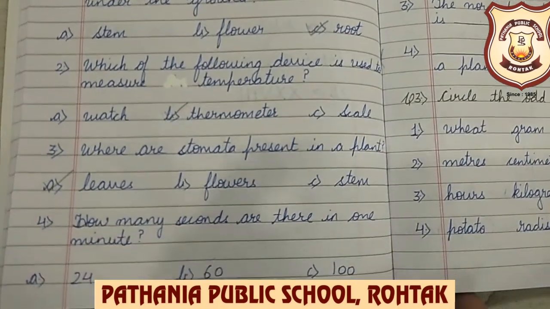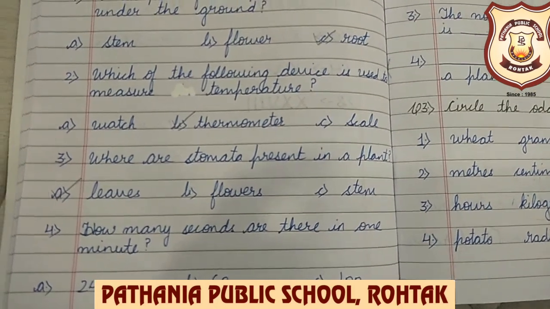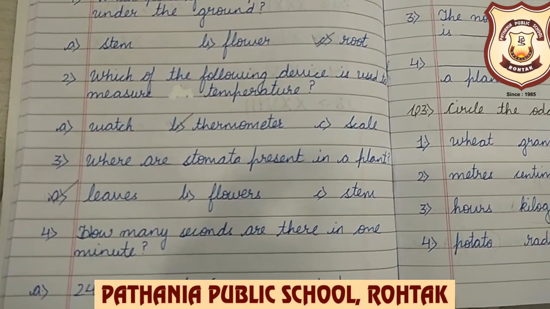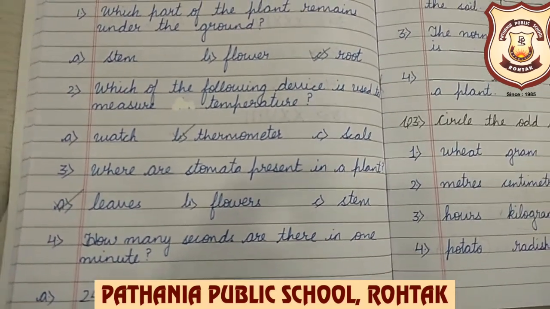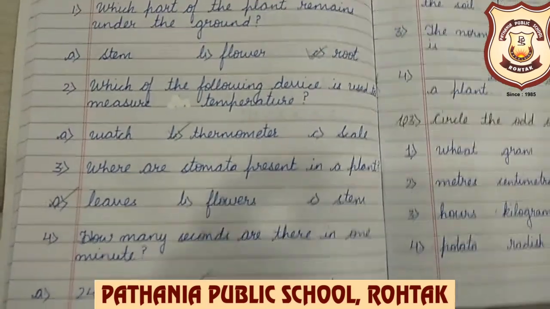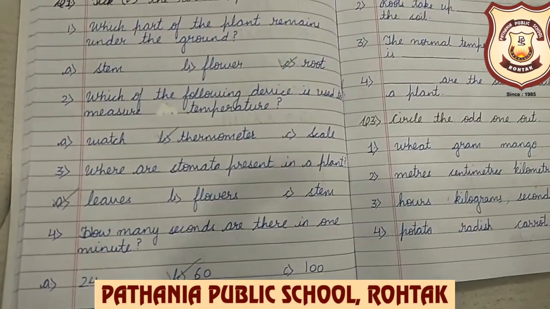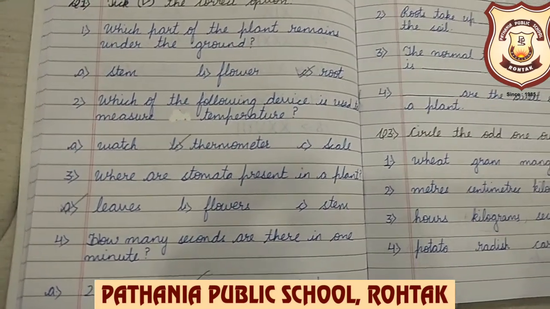Right? So, question number 4 is, how many seconds are there in 1 minute? 24, 60 or 100? Yes, the right answer is 60. So, we will tick on it. So, here beta, we have done question number 1. Now, move on to question number 2.